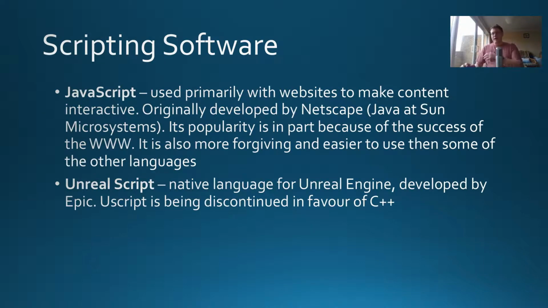Now, scripting software. JavaScript is probably one of the most widely used programming languages out there, and the reason for that is its use with the World Wide Web. So you use JavaScript as part of one of the three key technologies with web development. So the three key technologies of web development are HTML, Hypertext Markup Language, CSS, which is Cascading Style Sheets, and JavaScript. So HTML structures your web page, lays it out, CSS makes it look pretty, and JavaScript makes it do something. So JavaScript is very popular because of this.